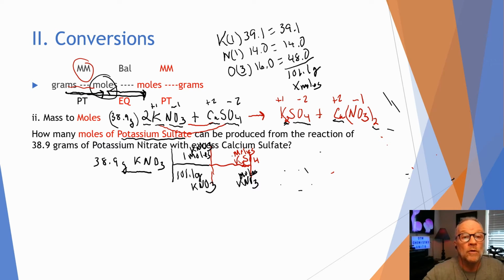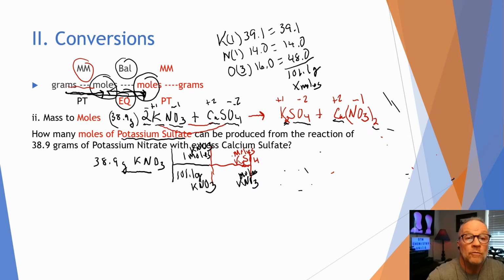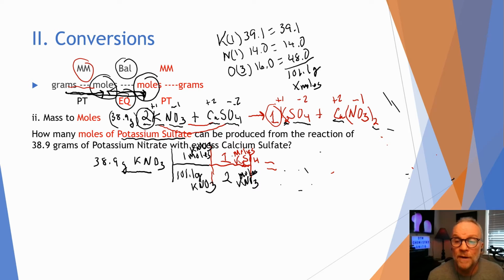And so now we're going to go over the mole bridge, moles to moles. So we need the balanced equation to do that. So moles of potassium nitrate, we have 2 moles of potassium nitrate for every 1 mole of potassium sulfate. Remember, if there's nothing there, it's assumed to be 1. Alright, so now we multiply across the top and divide by the bottom. So it's 38.9 times 1 divided by 101.1 times 2. When you're plugging this into your calculator, be sure to keep the order of operations straight, or you might get the wrong answer. And when I do that, I get 0.192 moles.